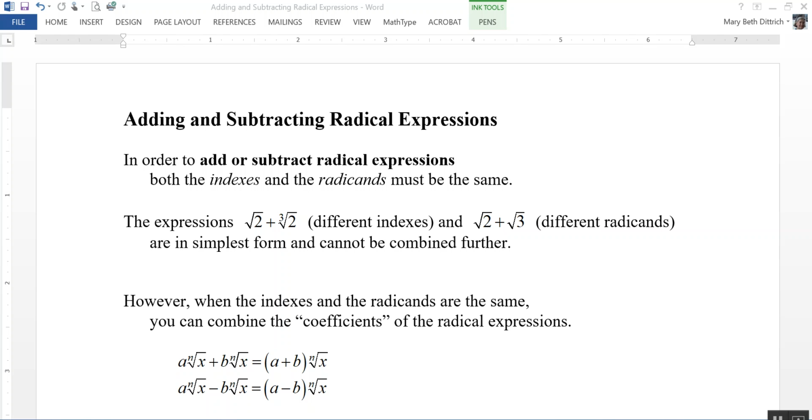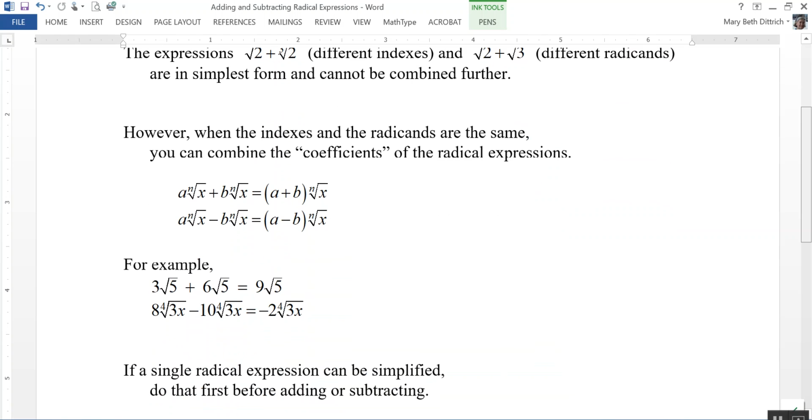However, when the indexes and the radicands are the same, you can combine what looks like the coefficient in front of each radical expression. So for example, if we have a times the nth root of x plus b times the nth root of x, add a and b, and that would be a plus b times the nth root of x. And the same is true for subtraction as well.